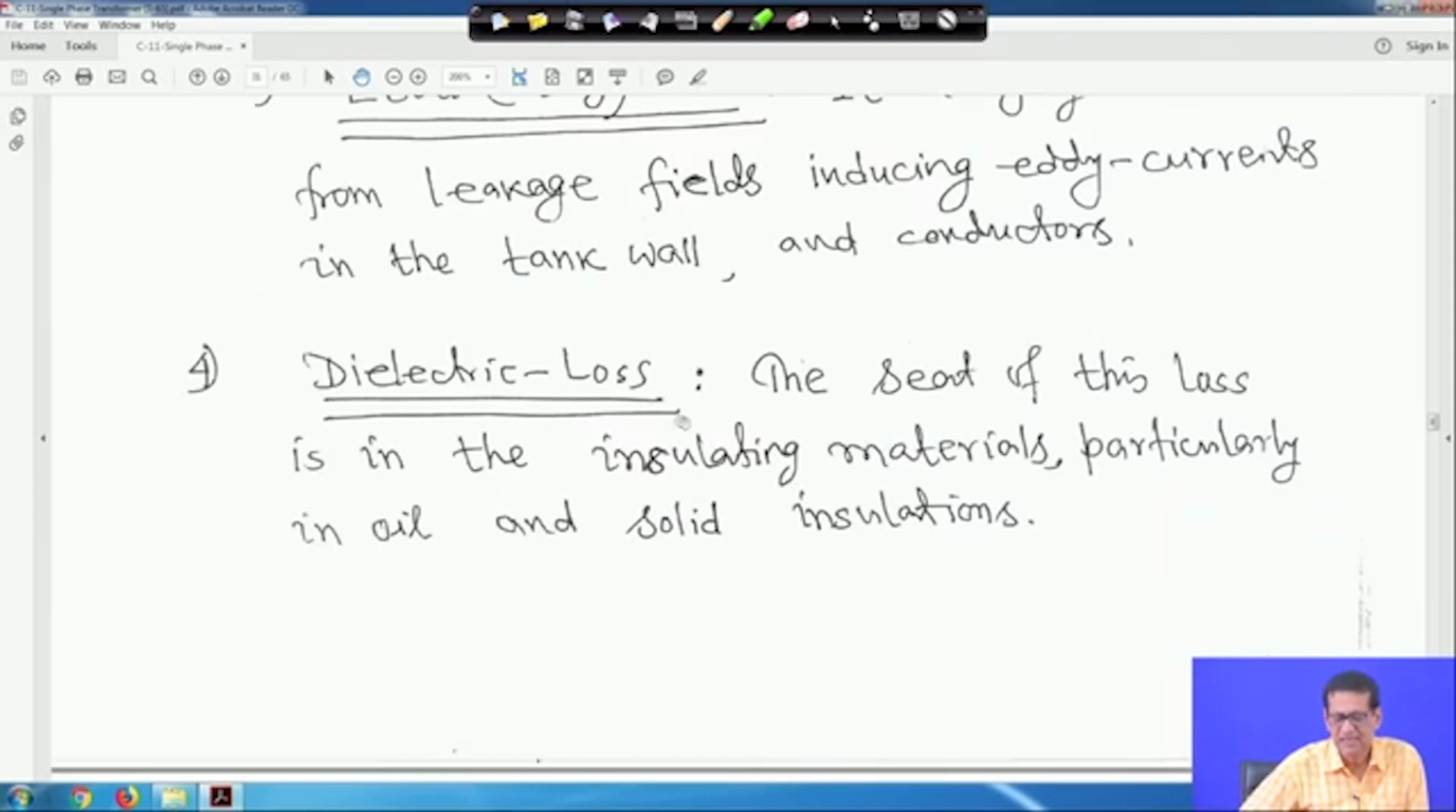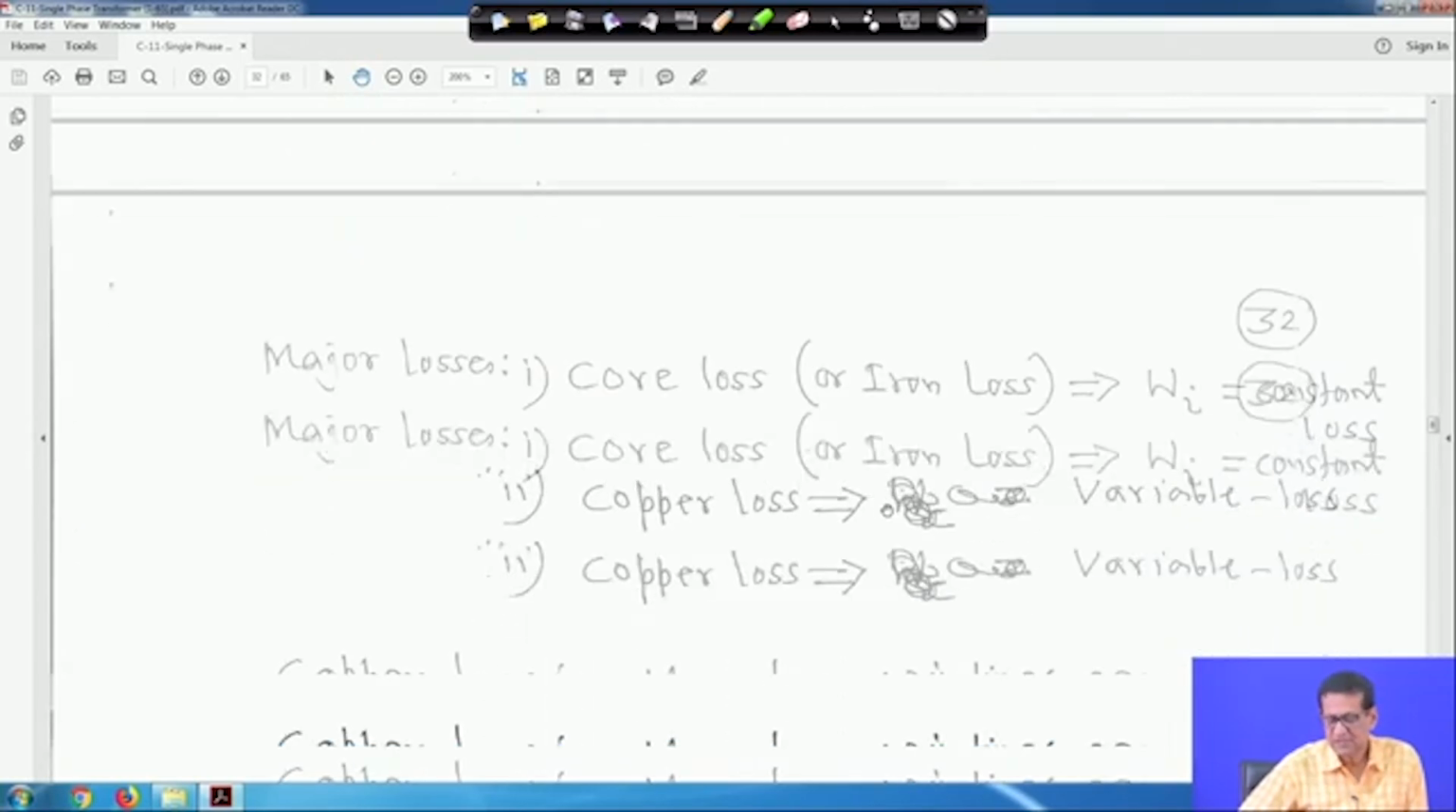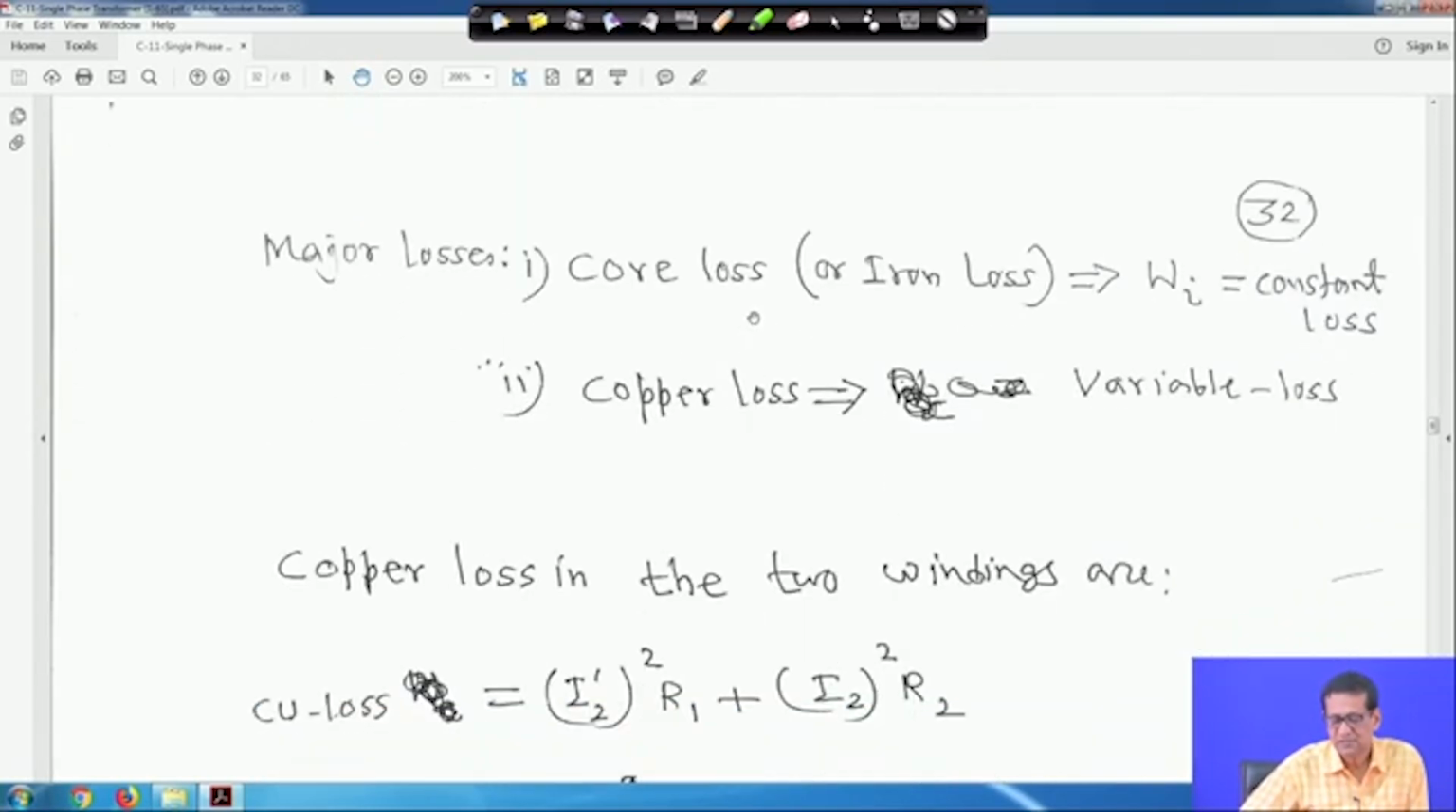Another thing we call dielectric loss. The seat of this loss actually is in the insulating materials, particularly oil and solid insulators, the insulations. So, major losses: we will consider copper loss and core loss or iron loss, that is Wi. We will assume it is a constant loss, because we assume the voltage and frequency will remain constant.